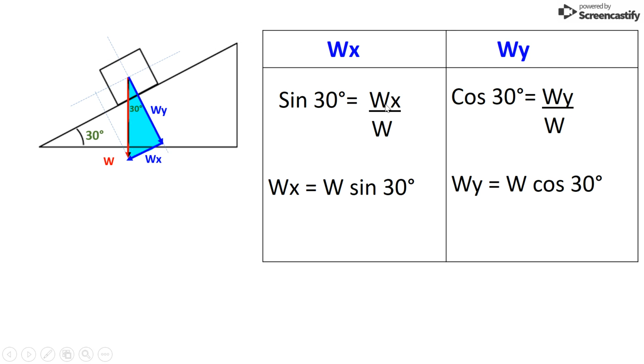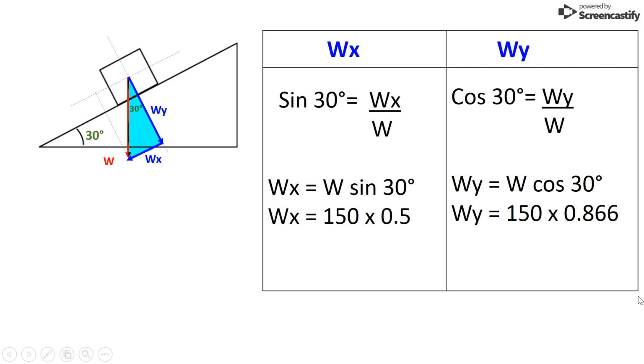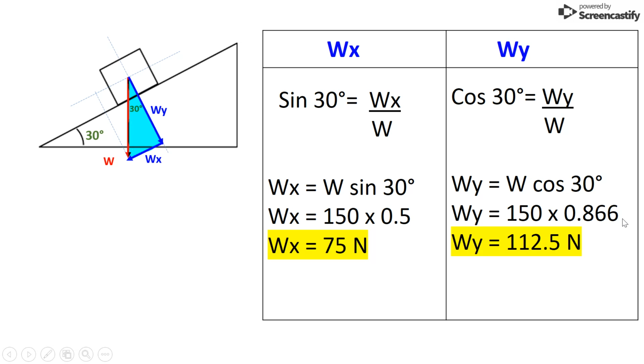Solving the equation, we know that the X component is equal to the weight times sine of 30 degrees. And the Y component is the weight times cosine of 30 degrees. Which is equal to 150 times sine of 30, which is 0.5, and cosine of 30, which is 0.866.